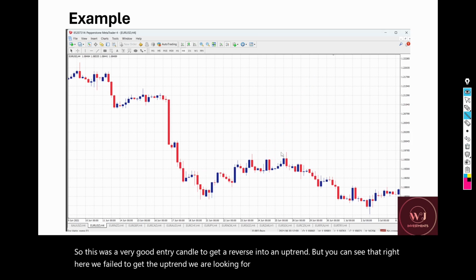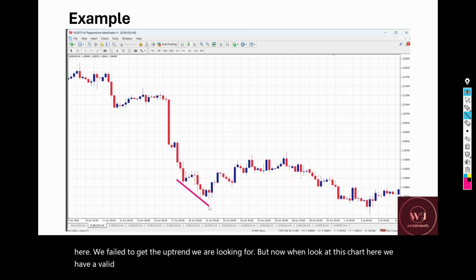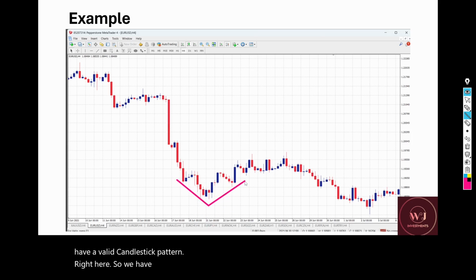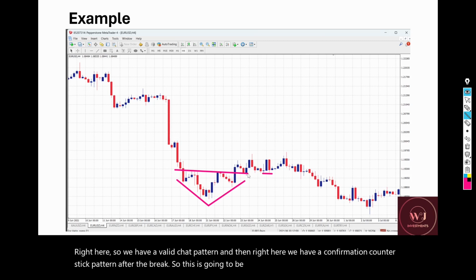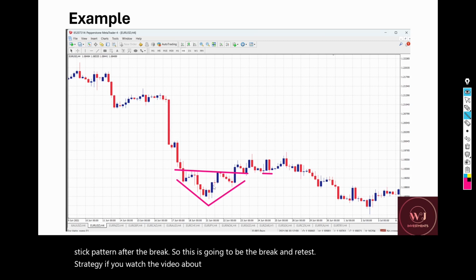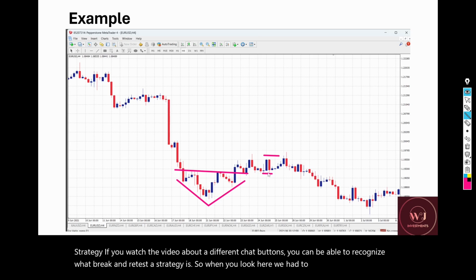But now when you look at this chart, here we have a valid chart pattern, and then right here we have a confirmation candlestick pattern after the break. So this is going to be the break and retest entry strategy. If you watch the video about different chart patterns, you can recognize what the break and retest strategy is. So when you look here, we had to make our buy stop order right here.